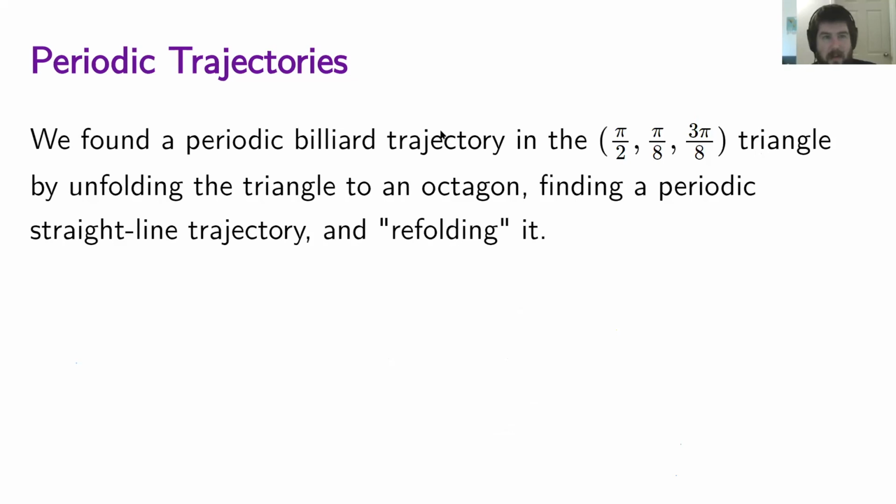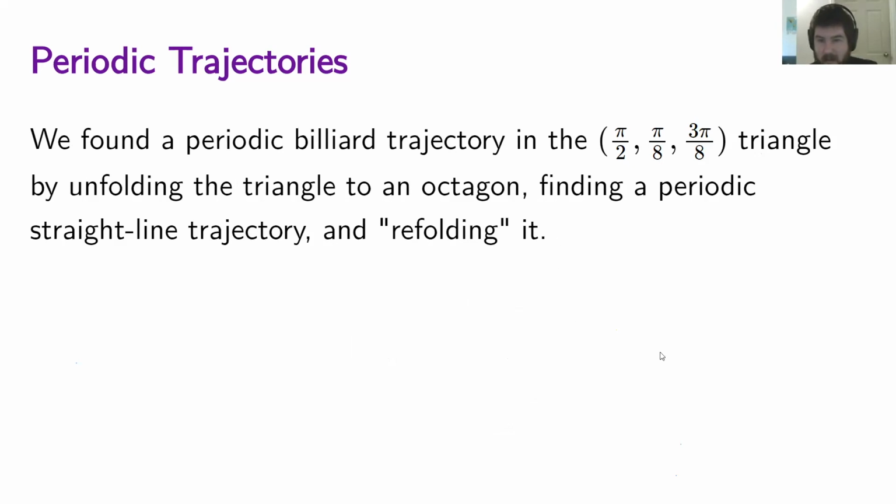We found a periodic billiard trajectory in the pi over 2, pi over 8, 3 pi over 8 triangle. That's the triangle we've been talking about. By unfolding to an octagon, finding a periodic straight line trajectory, and then refolding it. That's what we were doing at the end. And so we got a periodic trajectory.